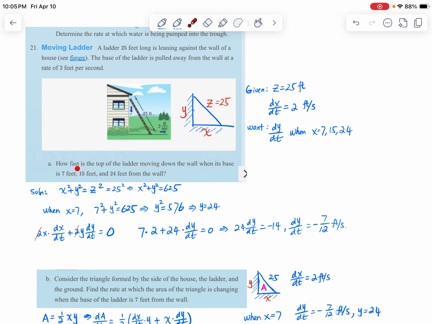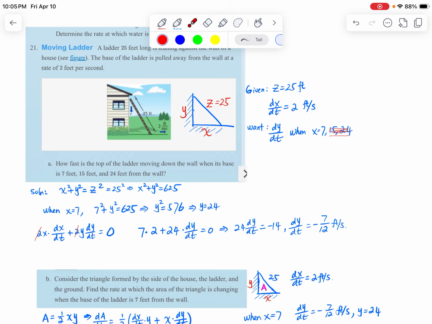We want to find how fast the top of the ladder is moving down the wall when the base is 7 feet. For the other two, they're quite similar, okay? You just have to do something similar. So we're going to look at the 7 feet case. In other words, I want to find how fast it is sliding down. That means dy/dt, how fast this distance y is changing with respect to time, when x is 7. I'll give you some hints on 7. You will do 15 and 24 in a very similar manner.